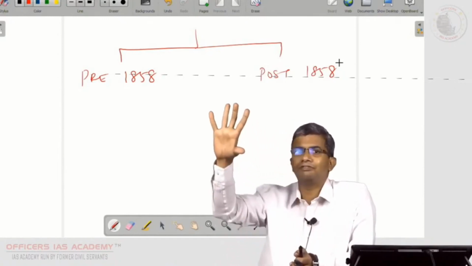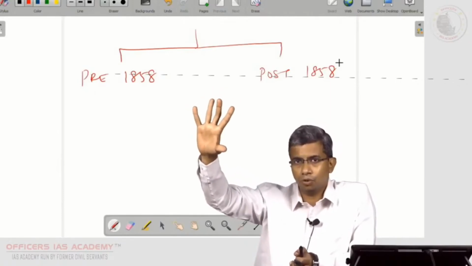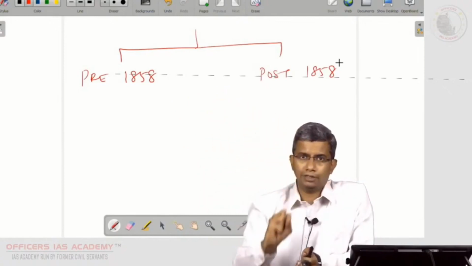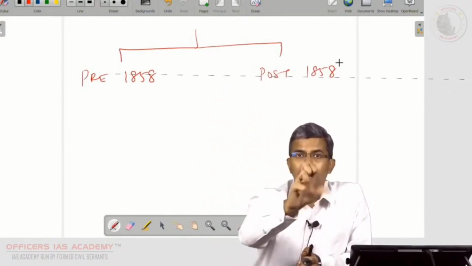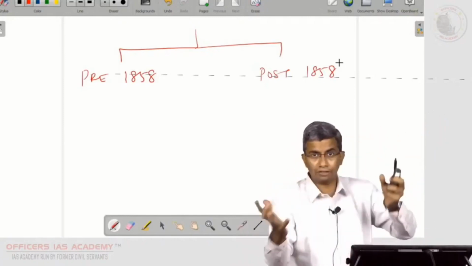Nominal means just figurative, just for namesake. He doesn't have any powers of his own. He just goes by the advice given to him by the real powers. Real powers is who? Prime Minister and the cabinet ministers. So we have modeled it just on the British system.